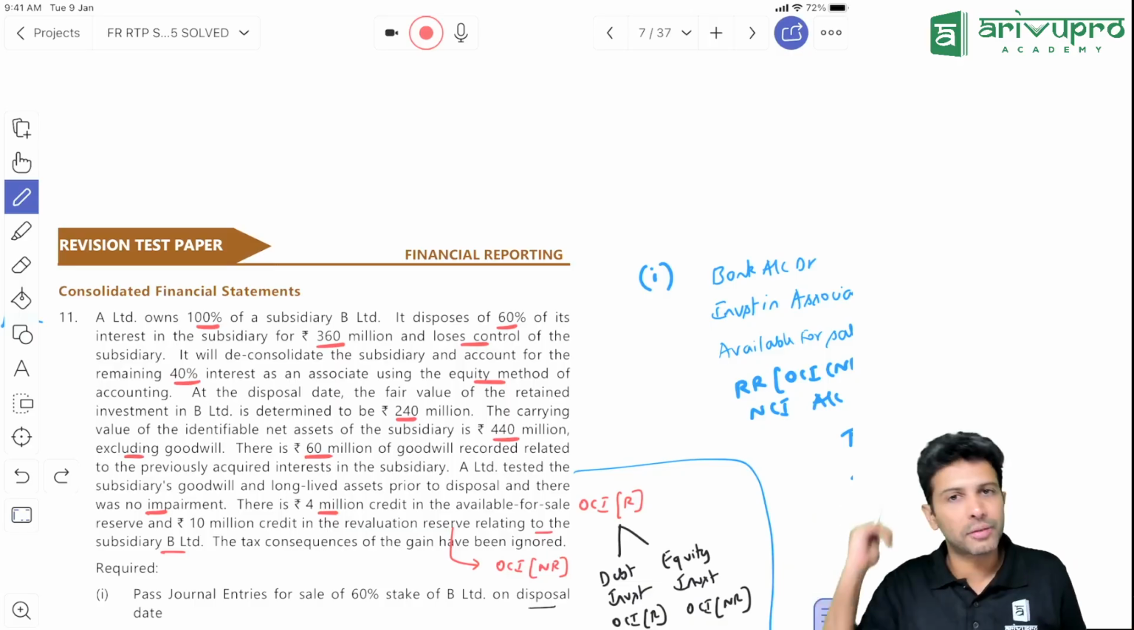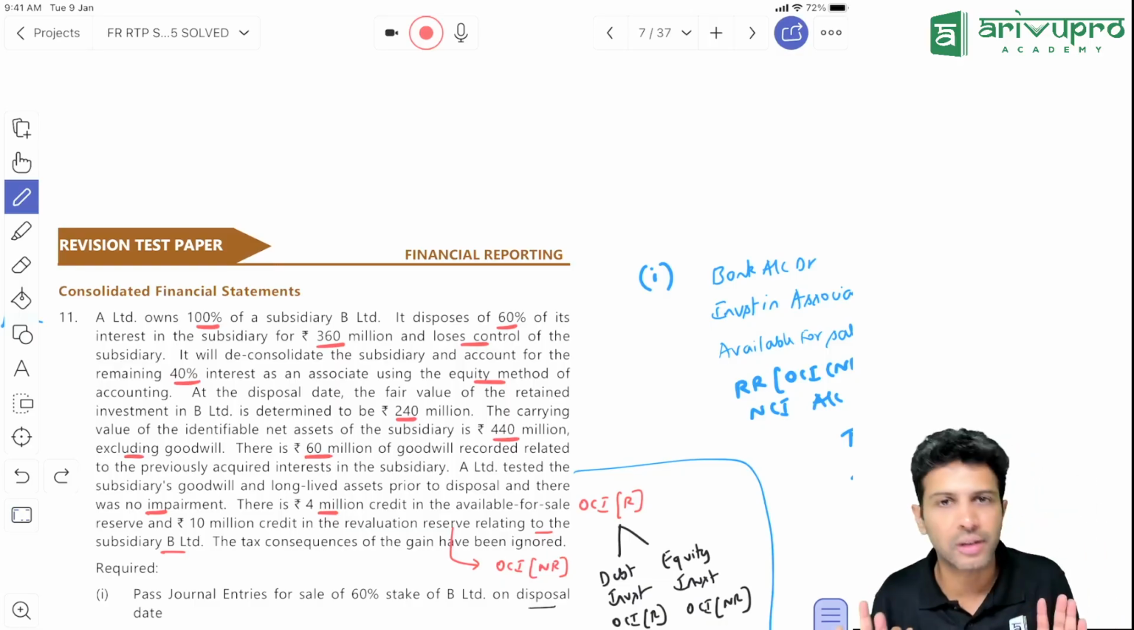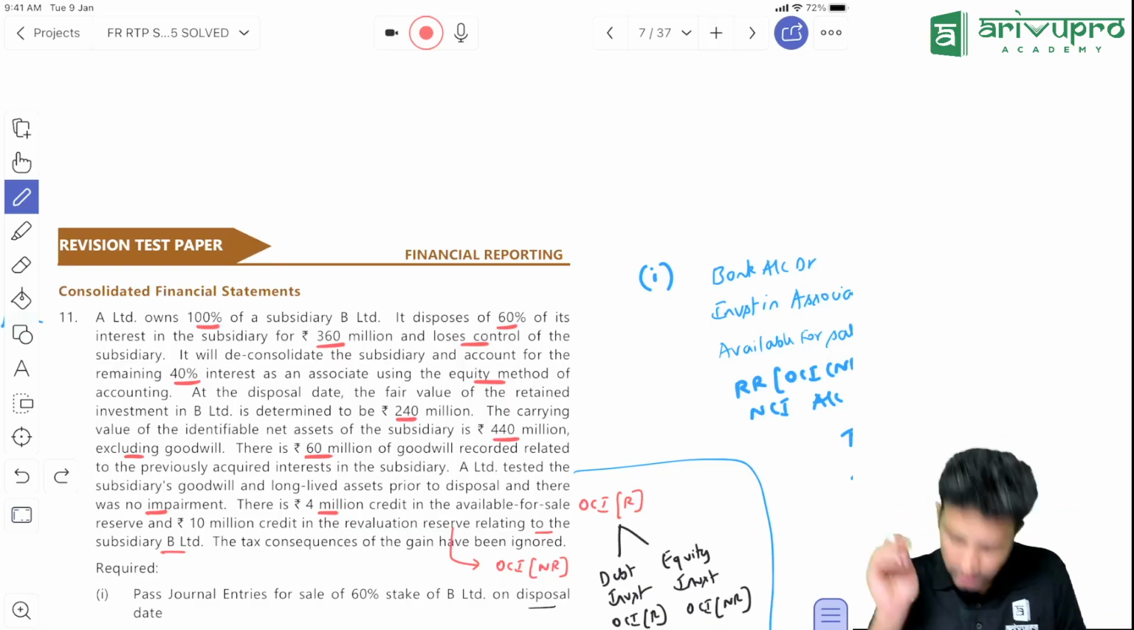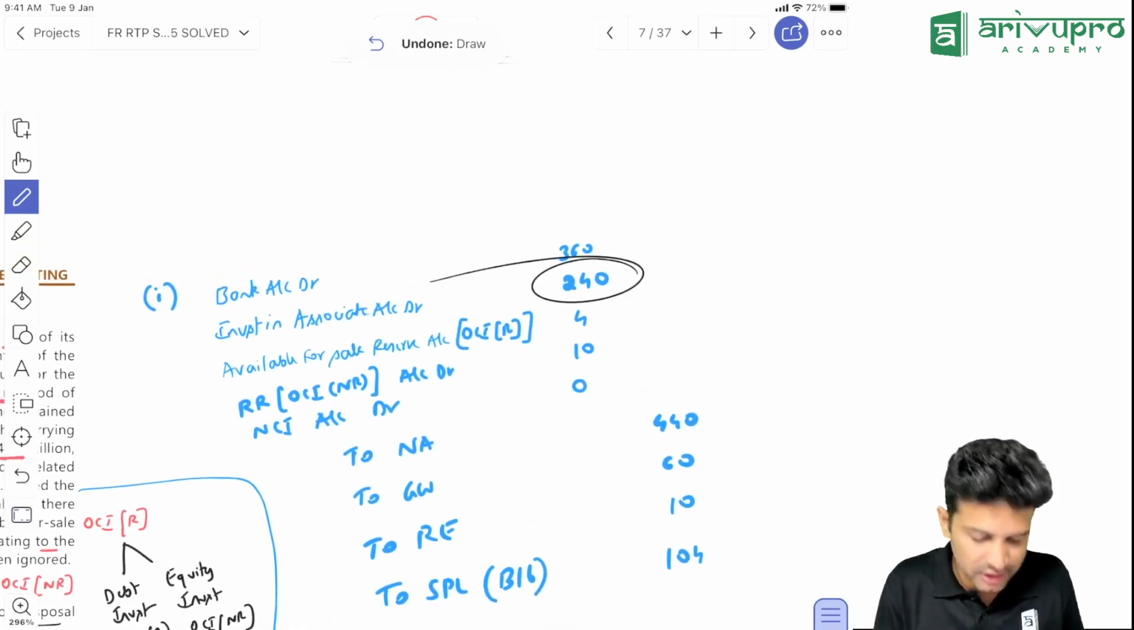When it is no more our subsidiary but our associate company, its assets and liabilities we don't show, but rather we show investment. Now this fair value of the remaining investment is 240 million. It will come as investment in associate.